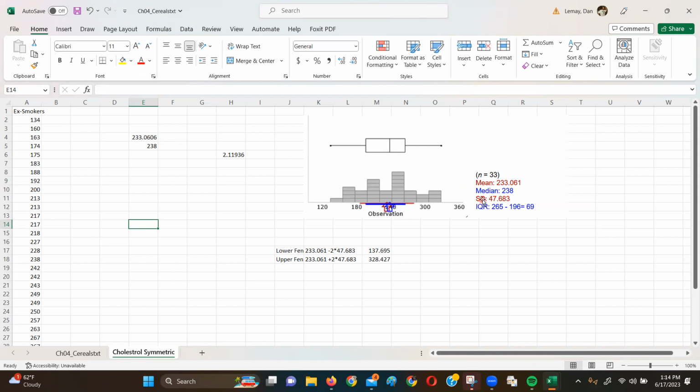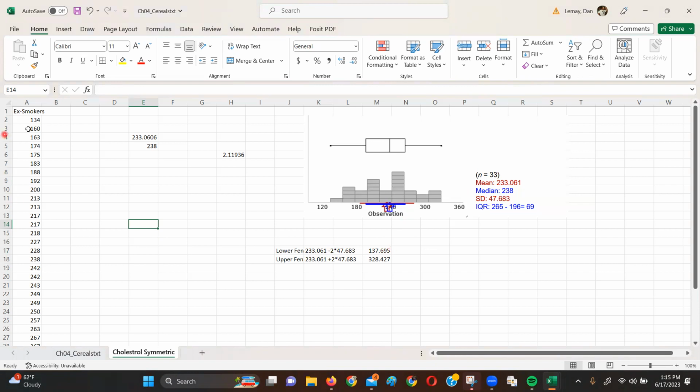Don't mix them up. Don't use those together. Use the median and the IQR, or median and the 5-number summary. Use those together. Don't mix and match. Okay. So because we're using the mean and the standard deviation, we are going to use the two standard deviations away from the mean test. So I took the mean and I doubled the standard deviation and I subtracted that from the mean. I got 137 as the lower fence.